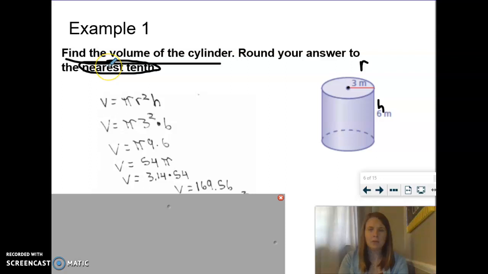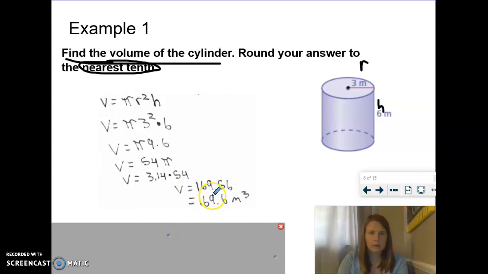So that means I'm going to only look for the first decimal place, okay? So my first decimal place would be here, but I'm going to round it. So I'm going to round this up. So then I get 169.6. Then I'm going to go back and add in my units. So remember in last video we talked about adding your units. Units are very important. Okay, so make sure you're adding your units and you're adding the correct exponents that you need to, okay, if you need any.